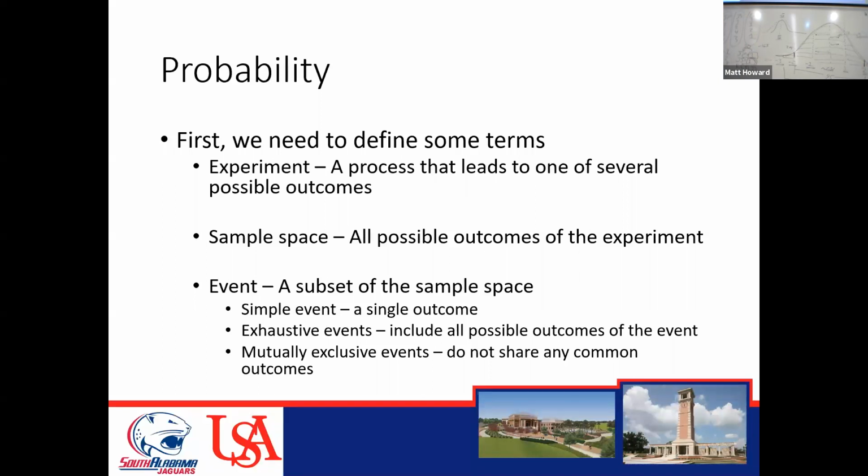If we were to show it as a Venn diagram, I'll just draw right here, it would look like two circles that do not overlap whatsoever. If we rolled a 1, we could then not roll a 2. Or if we flip a coin and we get a heads, we could not also get a tails.